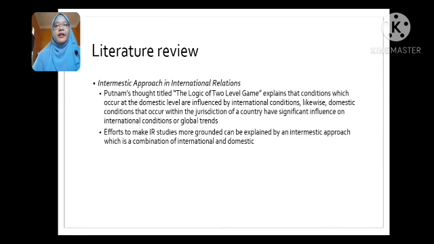Putnam explained that conditions which occur at the domestic level are influenced by international conditions. Likewise, domestic conditions that occur within the jurisdiction of a country have significant influence on international conditions or global trends. Effort to make IR studies more grounded can be explained by an intermestic approach, which is a combination of international and domestic.